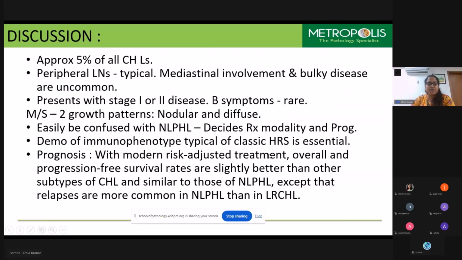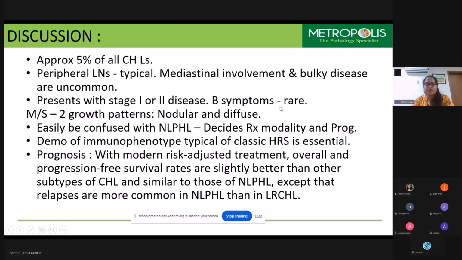Coming to just a little bit of discussion part. Anyways, you will get the whole detailed part in WHO textbooks. It's all there. So approximately they constitute about 5% of all classic Hodgkin's lymphomas. Usually you will see peripheral lymphadenopathy. That's a typical presentation. Mediastinal and bulky diseases are usually uncommon. Usually the patient will present with stage 1 or 2 disease.